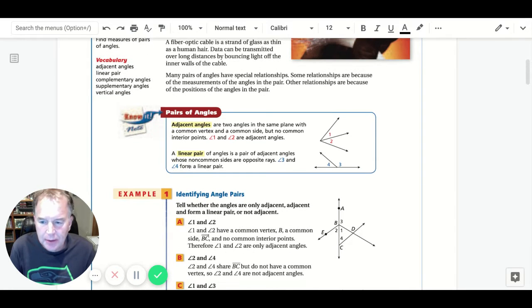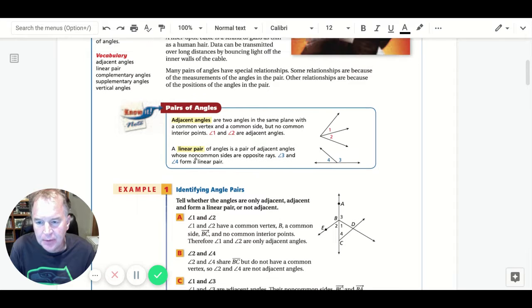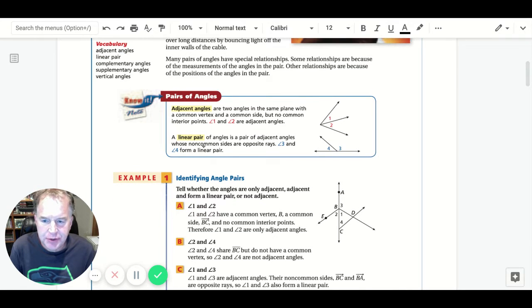A linear pair, the key word there is the word line. Two angles that make a linear pair make a straight line. Angle 3 and 4 together make a straight line. They're a linear pair. So these are the definitions of these words, and again, we will use these a lot. Linear pair, two angles that make a straight line. Adjacent angles are next to each other.